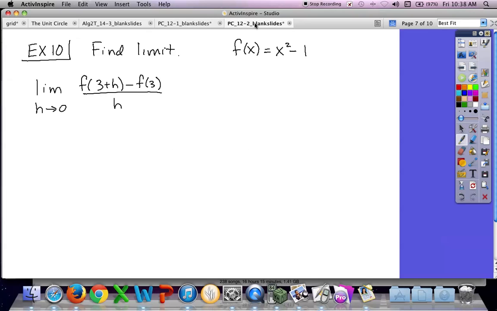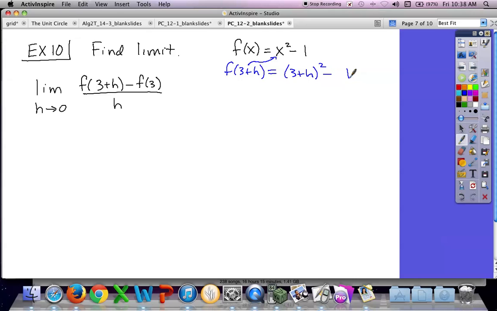Okay, so if you remember, when we did these, the hard thing was always doing the f of x plus h, or 3 plus h. That's always where we made our mistakes. How do you find f of 3 plus h if f of x is x squared minus 1? Yeah. Well, in the place of the x here, put 3 plus h, right? So that's 3 plus h squared minus 1.